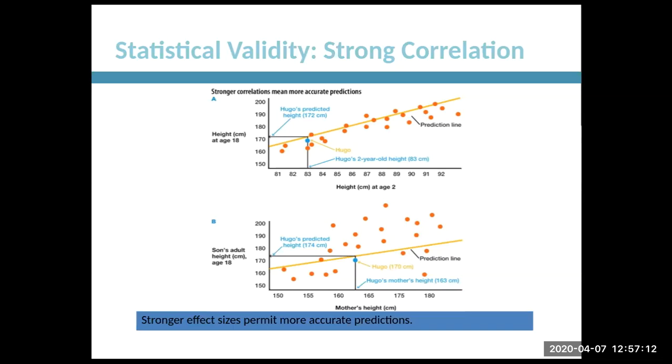So it is much better and a much stronger, more accurate prediction with a bigger effect size, most likely, if you're trying to predict Hugo's height at 18 from his height between 0 and 2 than if you were to try to predict it from his mom's height alone, right? Again, the moral of the story here, stronger effect sizes permit more accurate predictions. If it's a combination of mom and dad's height, that might be close to or just as strong maybe as his own projected height from himself.